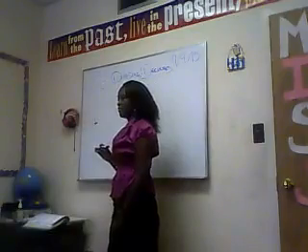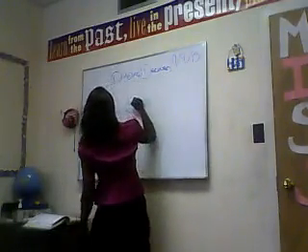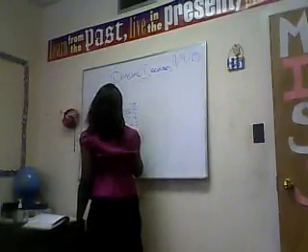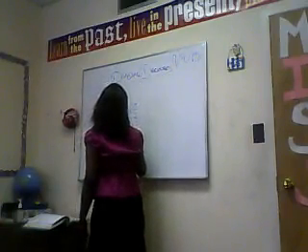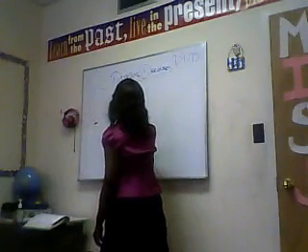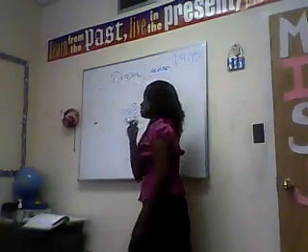How many? 5. 5 times 7 is? 35. 43 minus 35 is? 8. Or 5 minus 13 is? 8.